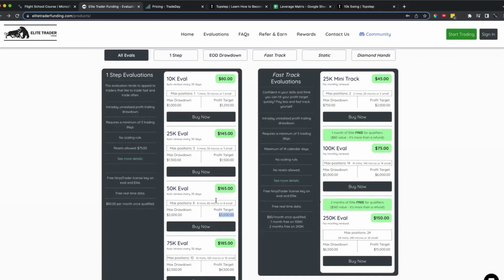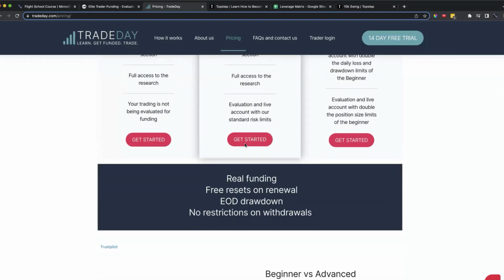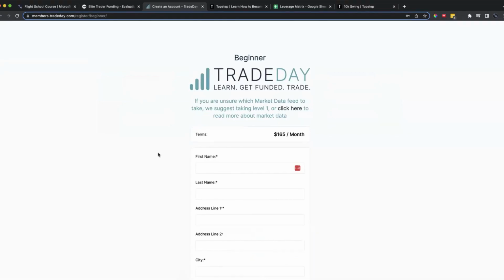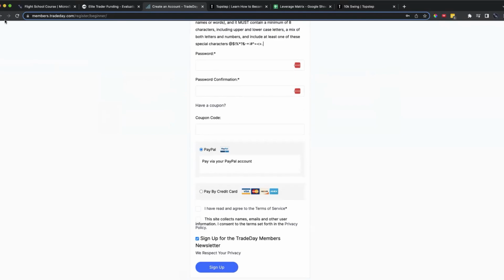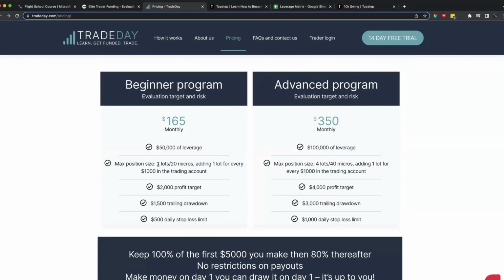What's the drawdown? What's the profit? Trade Day, what is theirs? Let's look at theirs real quick. And by the day, Trade Day, as soon as you pass their evaluation, you are actually trading with real funds. So the beginner program, forget this. This means nothing. Ignore it.